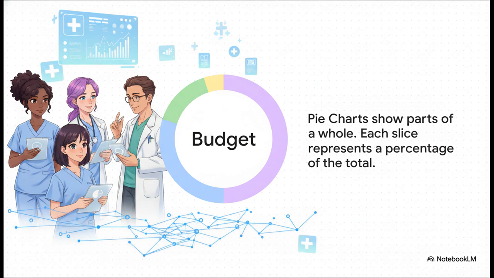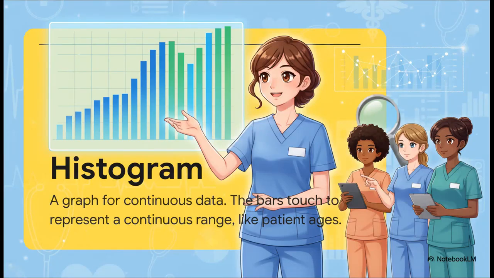Okay, next up, the classic pie chart. This is what you grab when you need to show parts of a whole, where everything has to add up to 100%. Think about a hospital's budget, for instance. A pie chart is perfect for that. You can see in a second where the biggest slice of the pie is going, and maybe where some resources need to be shifted.